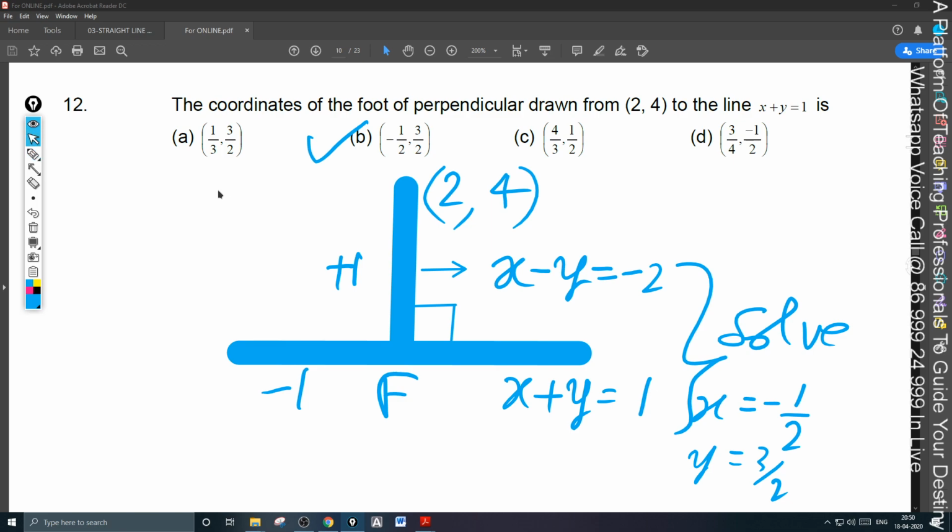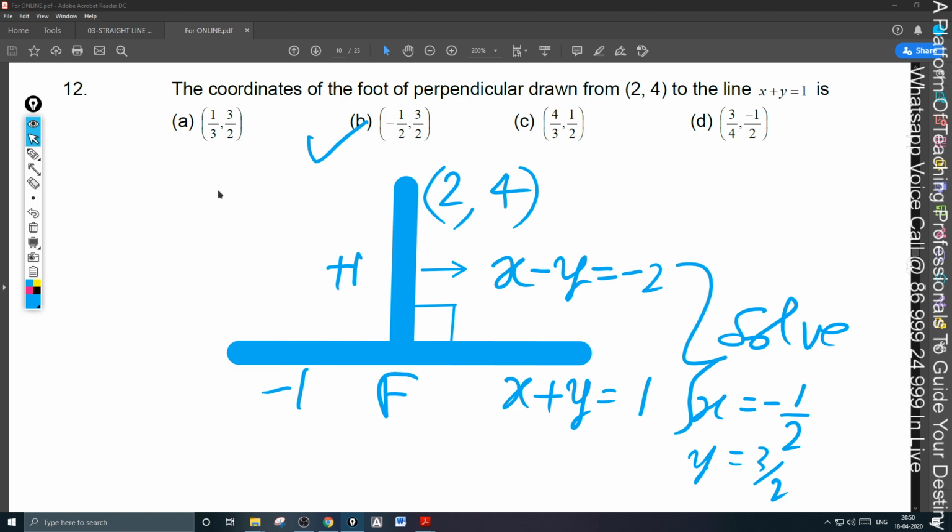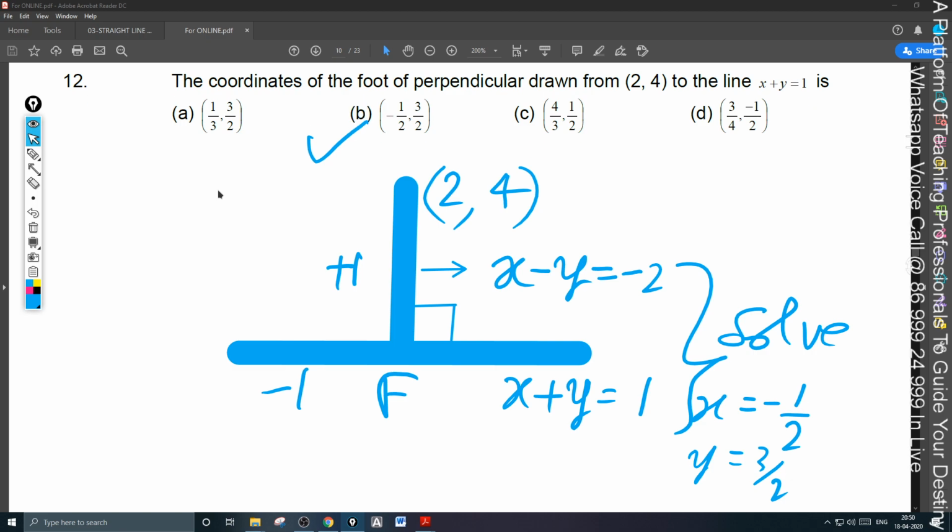Similarly, if you want its image, image of course is not mentioned here, but we are finding the image. So the next problem is related to the image only. Let us take the image now. Image is always at the same distance. This is the image.